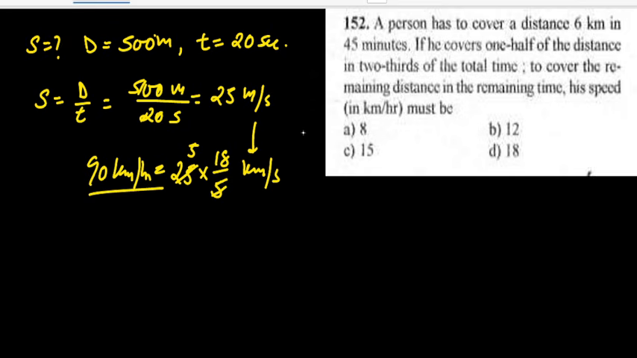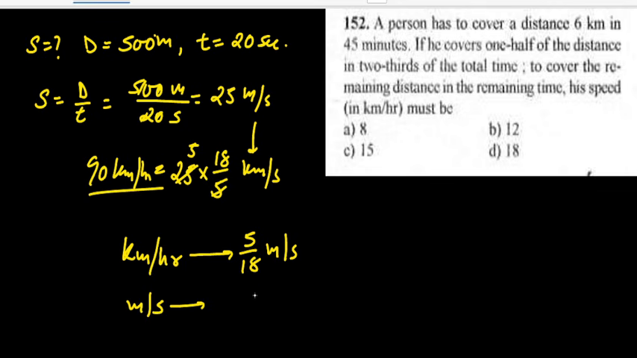Sometimes students get confused about when to multiply 18 by 5 and when to multiply 5 by 18. It's very simple. Kilometer per hour is a greater unit. If you want to go from the greater unit to the smaller unit, that is meter per second, you always multiply by 5 by 18. And if you want to go from the smaller unit to the greater unit, then you multiply the opposite, that is 18 by 5. Okay, so we have learned this concept here.